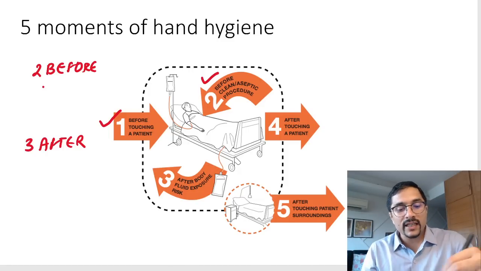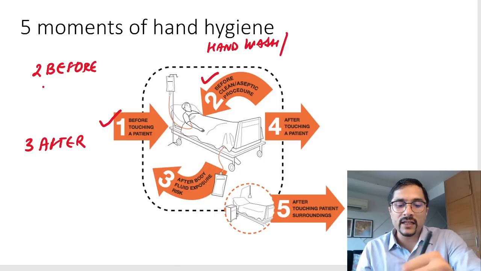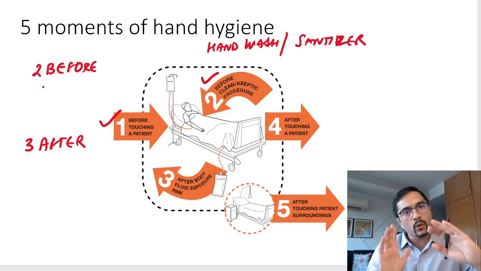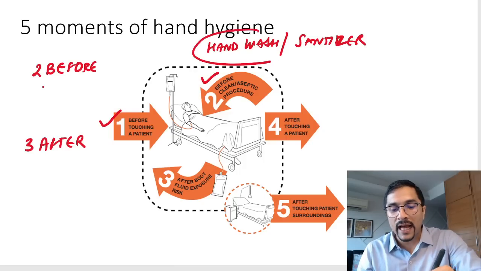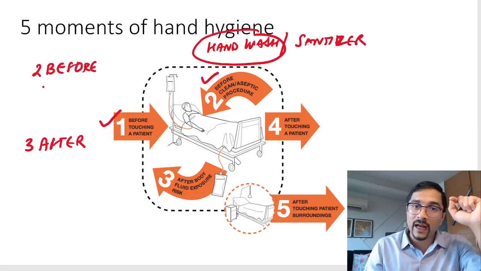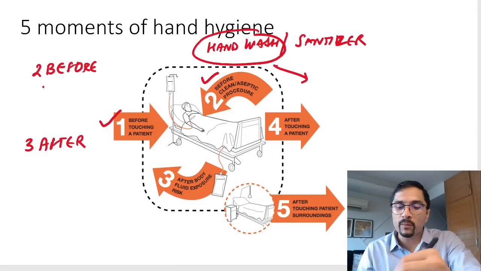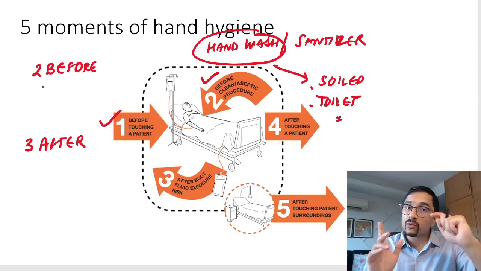So here we can either do a hand wash or we can use a sanitizer. Both are equally good. But there are 2 situations where a hand wash has to be done with soap and water, right? That is, if the hands are soiled or you visited the toilet, then you have to wash your hands with soap and water.